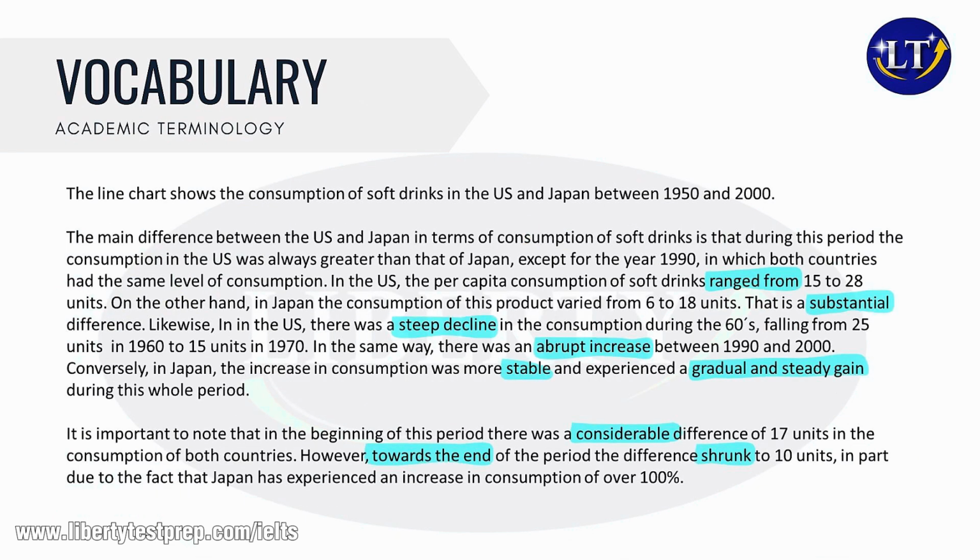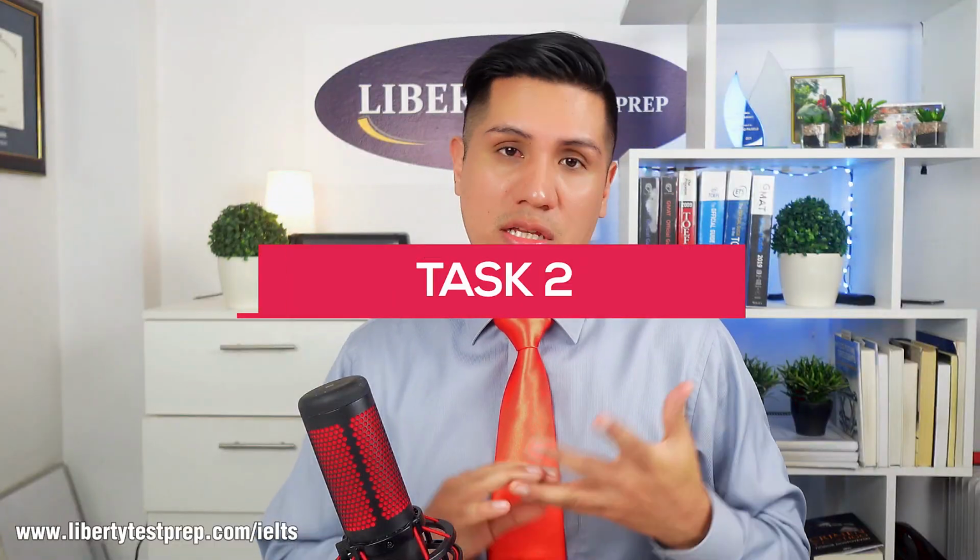On my second essay, the same thing: ranged from, substantial, steep decline, abrupt increase, stable, gradual and steady gain, shrunk towards the end, considerable. Those are important things for me to add. So if you truly want to get a high score, then you should start practicing with these higher caliber words. Perfect, now we're going to see task number 2.